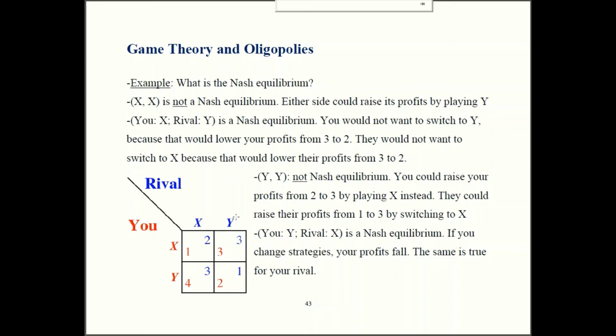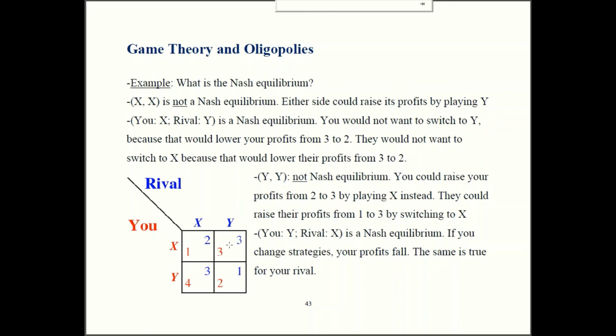If we're in XY, then they also don't want to change their strategies. So if you keep playing X, but they start playing X instead of Y, their profits fall from 3 to 2. They don't want to do that, so they're going to want to keep playing Y. So if you play X and they play Y, neither side wants to deviate, so this is stable, this is a Nash equilibrium.